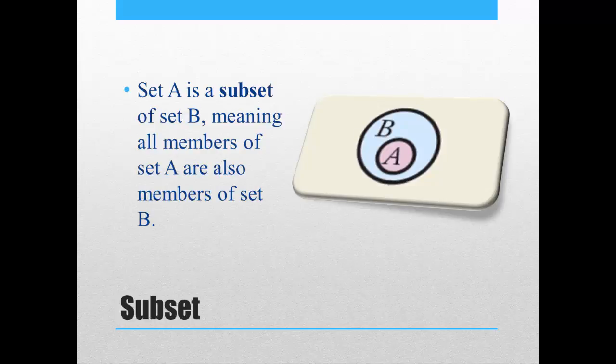First, we have a subset. Set A is a subset of set B if all members of set A are also members of set B. Notice if you take a look at the Venn diagram, the two circles, or the two sets, set A and set B, one is completely inside of the other.